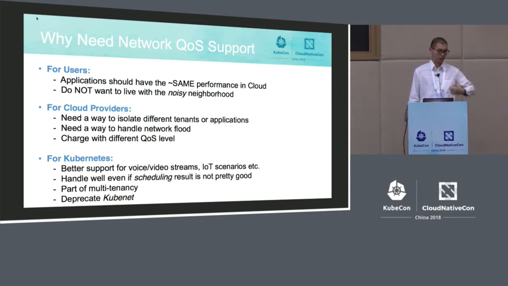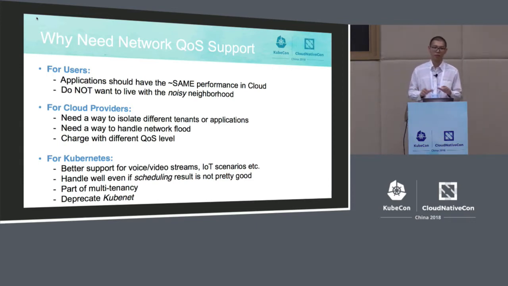Another case is that we have lots of real-time traffic and streaming, such as video and audio streaming. So we have lots of bandwidth, which may surpass the traffic that could be covered by the node. So how to handle network flooding is very important. And providers will also charge different QoS levels. For Kubernetes, why should we support it?